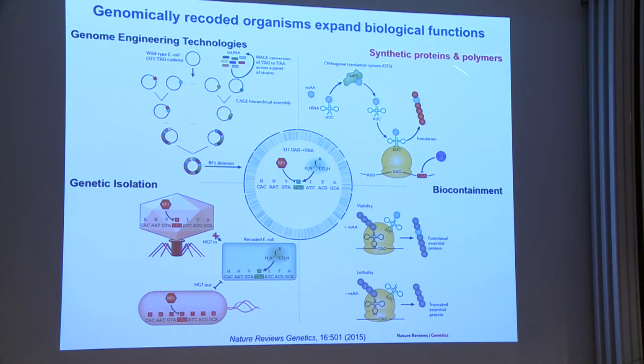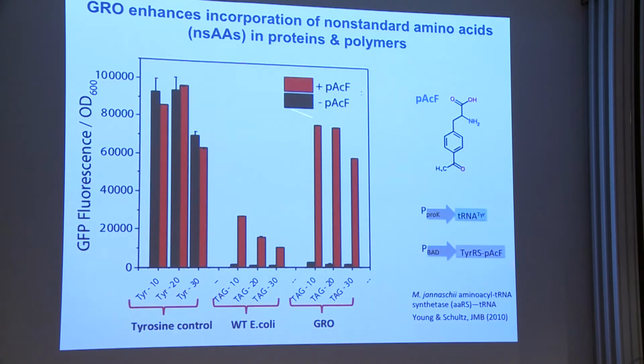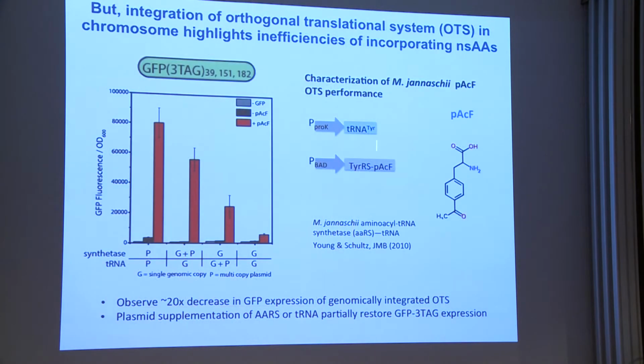Now, thinking about this in the context of producing synthetic proteins and polymers, I showed you this before. We could drive many incorporations of non-standard amino acids. But when you take these orthogonal translation systems and introduce them into the chromosome, you see a striking decrease in the ability to encode and produce those GFP proteins. And really what this experiment does is highlight the poor catalytic activity of these aminoacyl tRNA synthetases, highlighting another major challenge in the field.